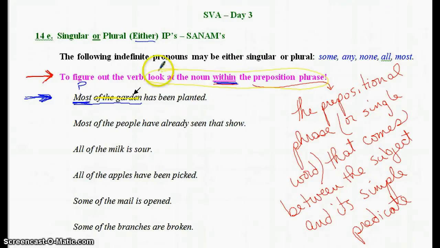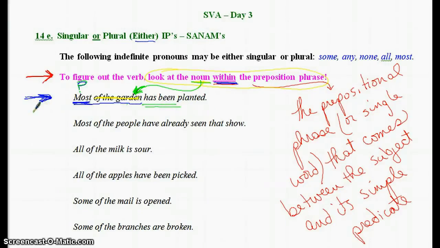Look specifically at the noun within that prep phrase. And that noun within the prep phrase here is garden. So we recognize the prep phrase of the garden, but since this is a SANAM, most, we need to come back to that prep phrase and find the main noun, garden. And it is with this main noun that we agree our verb. The garden has been planted.